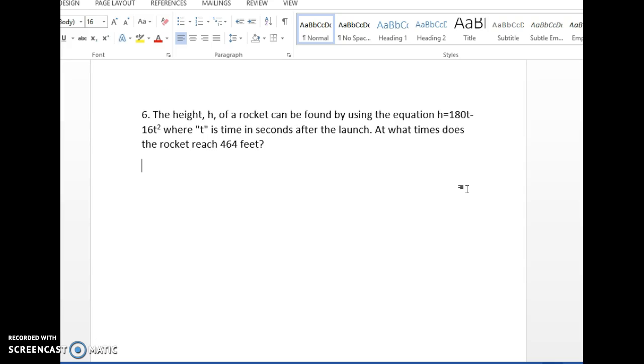Okay, here's number 6. The height of a rocket can be found by using the equation h equals 180t minus 16t squared, where t is time in seconds after the launch. At what time does the rocket reach 464 feet? So 464 is a height, so we're going to put 464 in that position in the equation. So instead of h, I'm going to write 464. Then I'll write the rest of the equation.